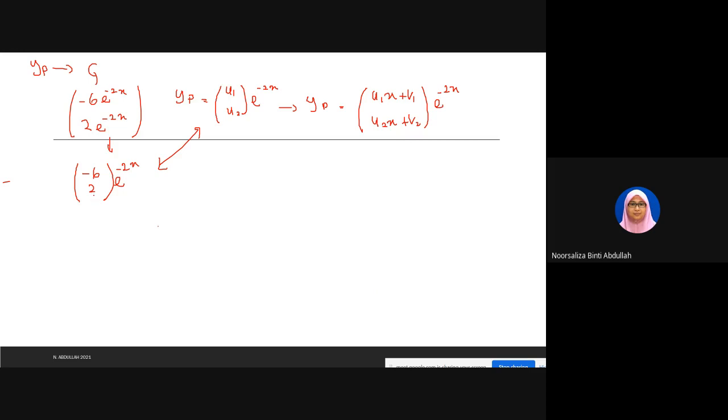Is the pattern the same or not? Do they have the same pattern or not? Not the same, right? So the pattern is now not the same, then you can use this YP. So your YP will be this one. This is your YP.